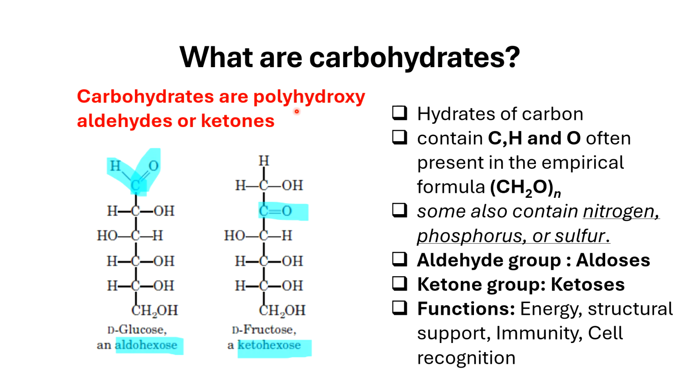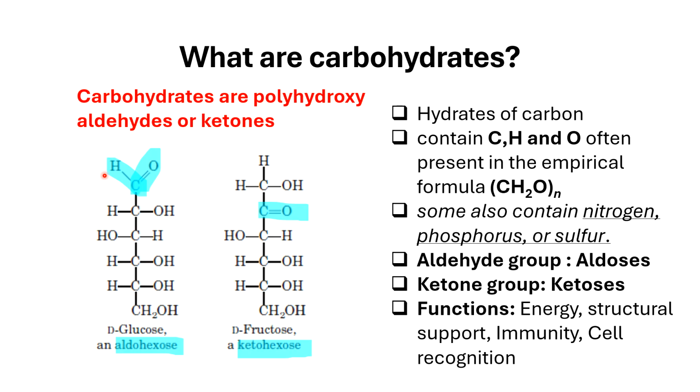Carbohydrates are polyhydroxyaldehydes or ketones. It means they are a class of biomolecules which have many hydroxyl groups in them, and they can either have an aldehyde group or a ketone group in them. If the carbohydrates are having an aldehyde group in them, they are called as aldose. If the carbohydrate is having a ketone group in them, they are called as ketose.